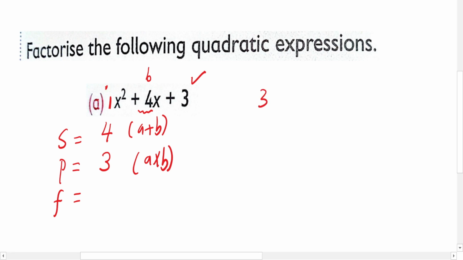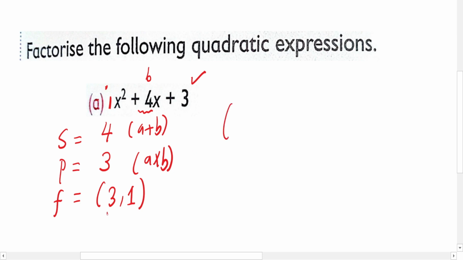If you look at the numbers that, if you multiply, give you 3, it is just 3 and 1, no other numbers. 3 times 1 gives you 3, and if you add them, it gives you 4. So the only factors are 3 and 1. Once you get something like this, it's very easy to factorize.